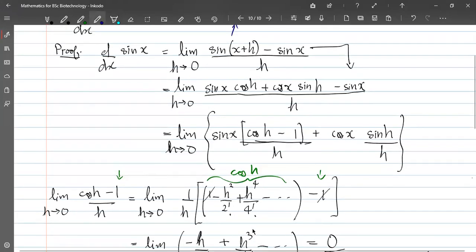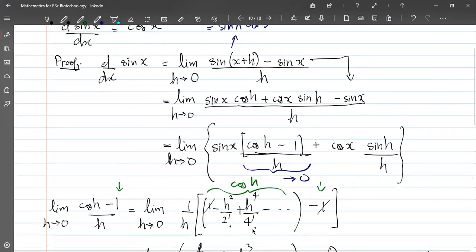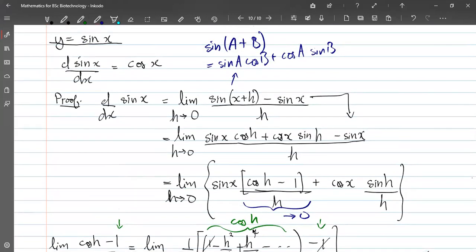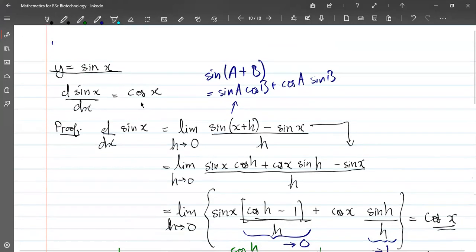So this part approaches 0, whereas this, as we know, approaches 1. And so the final answer here is sin x times 0, which is 0, plus cos x times 1. So that is just cos x, which proves this.